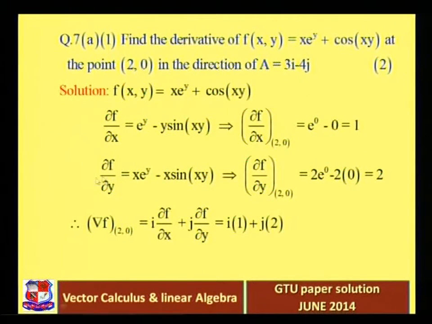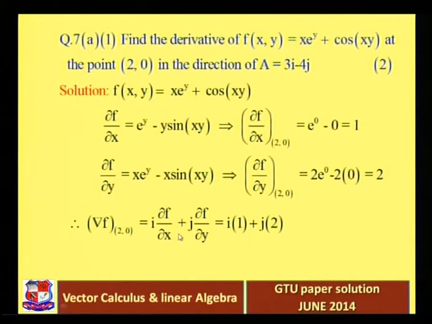Similarly we can find del f by del y: x e raised to y minus x sine xy. Put 2 0 in this equation. So 2 e raised to 0 minus 2 into 0, that is equal to 2. So this is the directional derivative at point 2 0, that is i del f by del x plus j del f by del y.